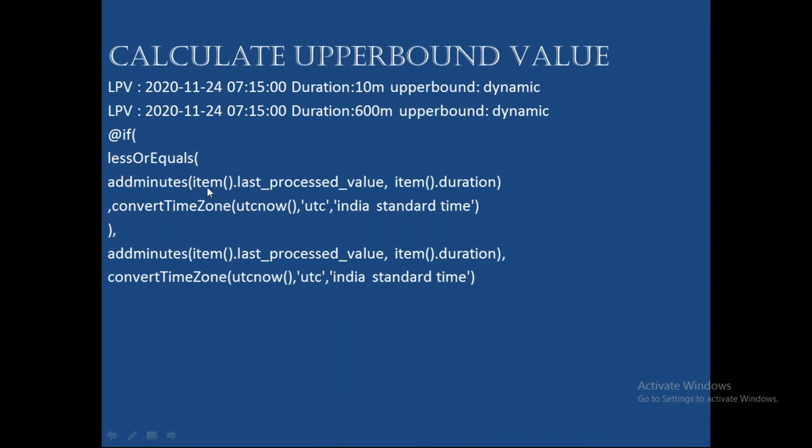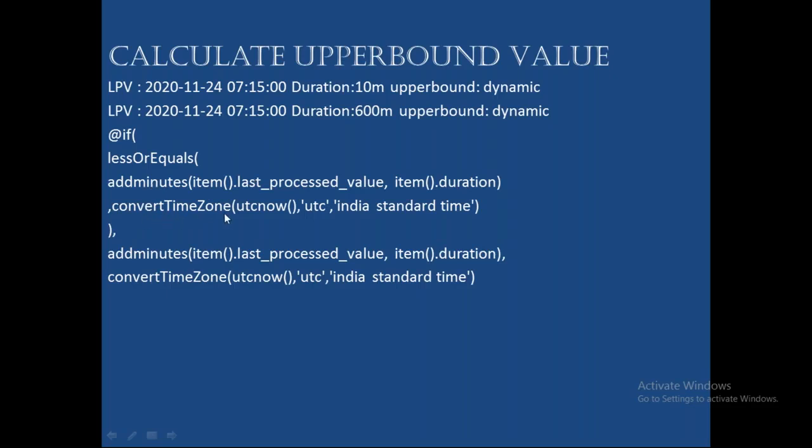How many minutes am I adding? You see, item dot last processed value. Let's consider your last processed value is 2011-24, 7:15. Duration is 10 minutes. If you add 10 minutes to the last processed value, in this case, what is my upper bound value? Tell me. 7:25. Now I need to check whether this 7:25 is less than or equal to current timestamp or not. First, you understood how you are adding the duration and what the final value is. Next, keep that aside.